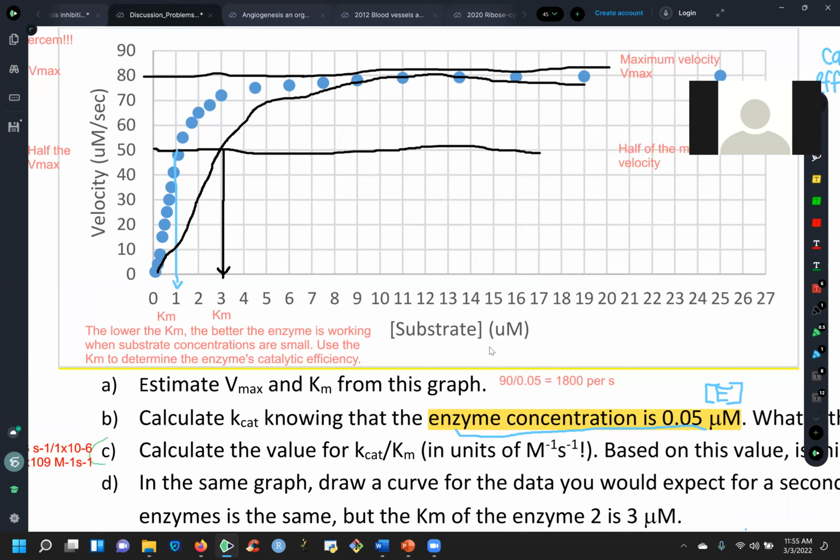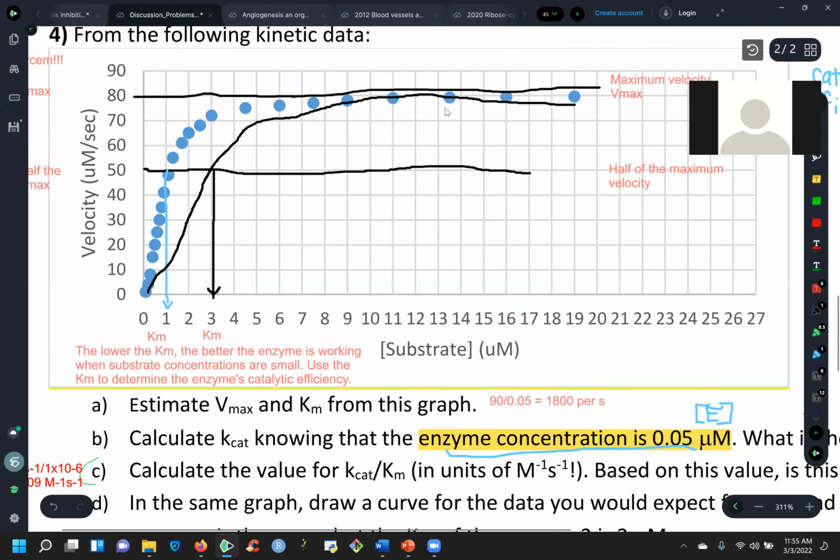If somebody shoots me an email tonight, I can remember, because there's a lot on my plate right now, so I can remember to email the professor and be like, hey, is this a typo? Like, what's happening? But most likely it's a typo because the maximum looks to be about 80.